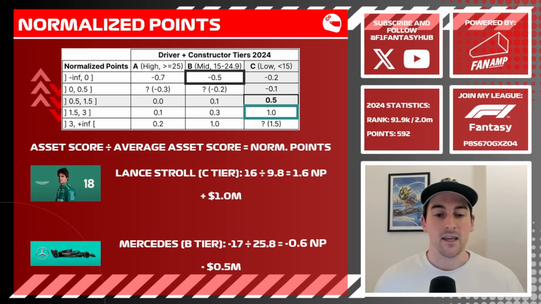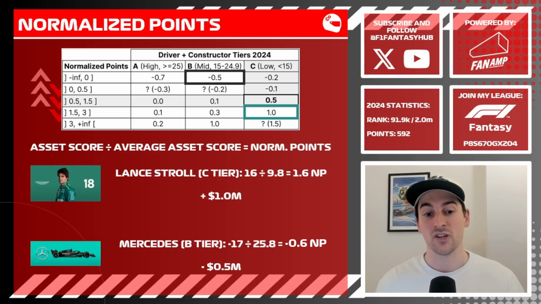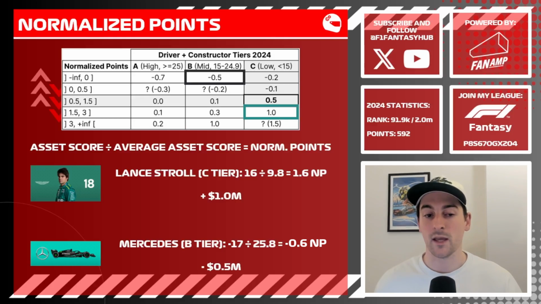And you can see here in the tiers we've got for A, B, and C, the ones with question marks are estimated, as we haven't seen price changes in that normalized points range yet this season. But for every other normalized points outcome, we've seen driver changes and constructor changes in price based on their performance in that particular week.